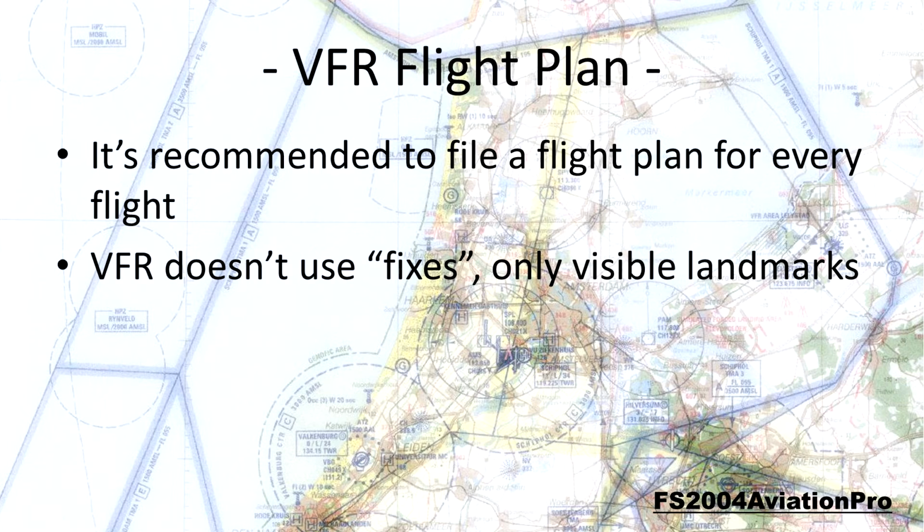Another thing, VFR doesn't use fixes, only visible landmarks. So you don't have those fixes with those strange names you see in IFR, but you only use visible landmarks, and via these visible landmarks you're going to fly your route.